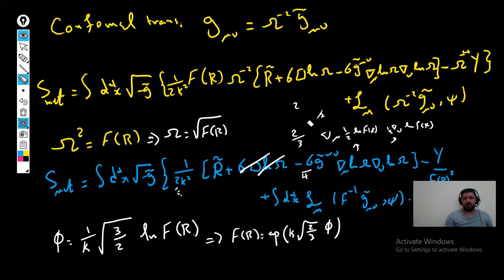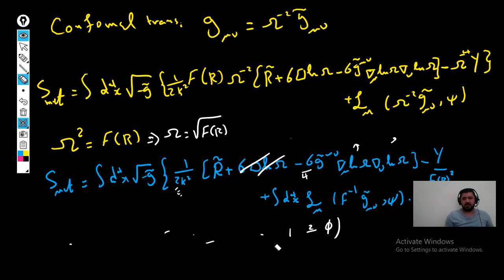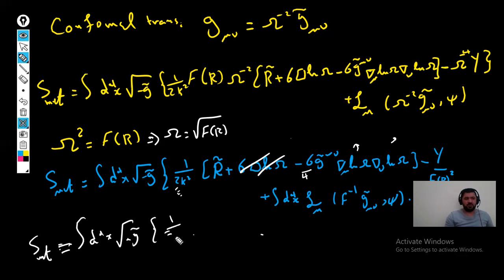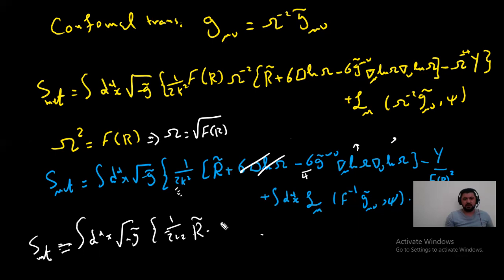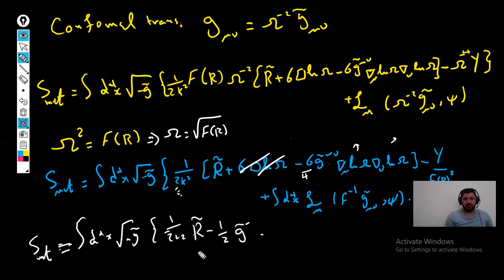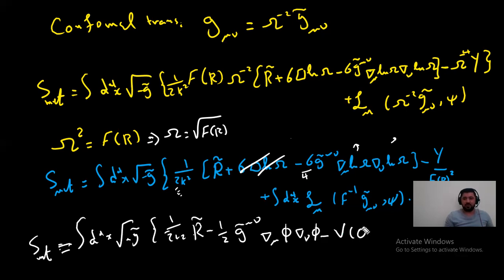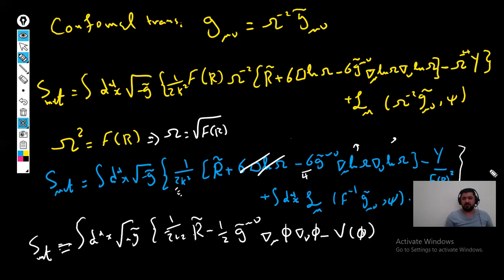So by doing this, we can see that now this one is given as follows. S of the metric will be the integral of d4x, the square root of minus g tilde, and here we have 1 over 2 kappa squared R tilde minus 1 over 2 g tilde mu nu, nabla mu phi, nabla nu phi, minus V of phi, where we define the rest of this one as V of phi. And here we have the integral of d4x, L_M of the matter.